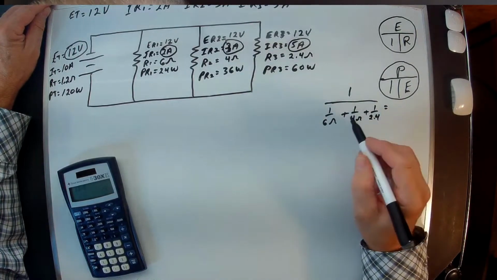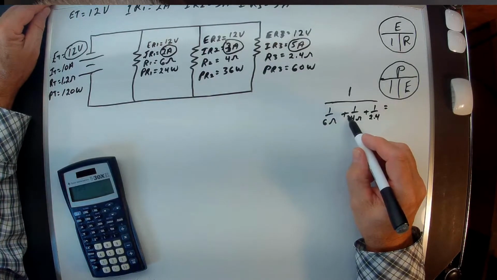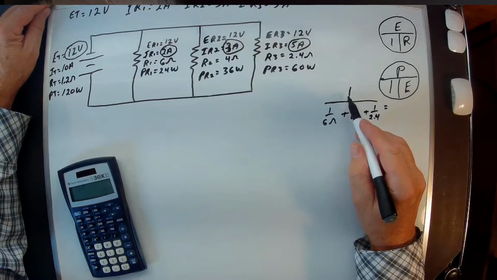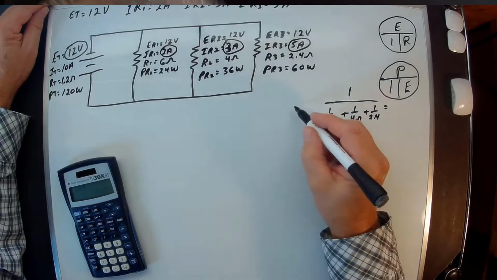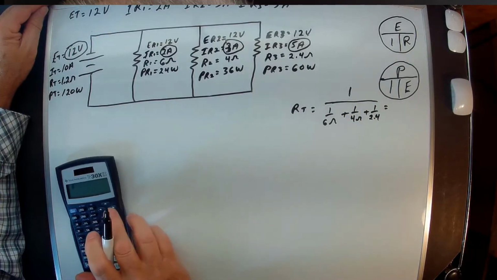That's the reciprocal formula. So it's the reciprocal of the resistance plus the reciprocal of the next resistance plus the reciprocal of the next one, and the reciprocal of that answer will give you your total RT. That's your formula. So let's just try it here.